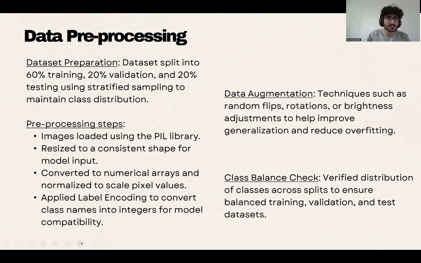Now, talking about data pre-processing, to prepare the data, the dataset was split into 60% training, 20% validation, and 20% testing using stratified sampling to maintain class distribution. Talking about the steps of this pre-processing, images were loaded using the PIL library first, then they were resized to a consistent shape for the model input.